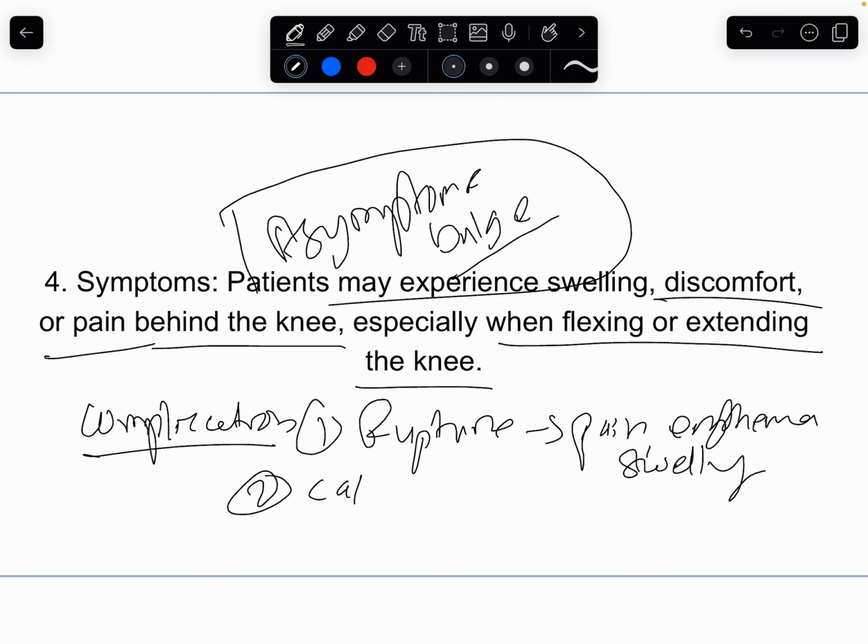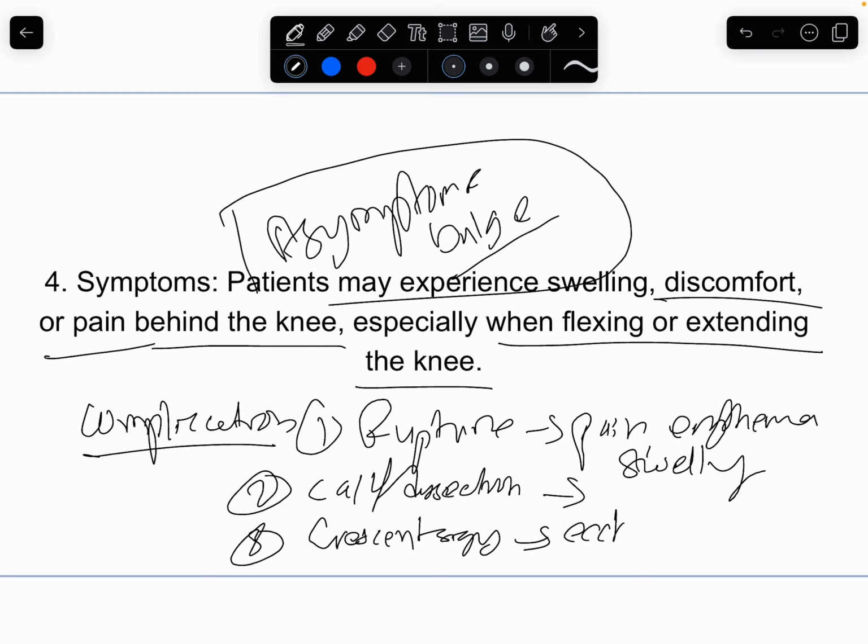Sometimes there will be calf dissection, that is the fluid extends from the joint space behind the knee and reaches down to the calf muscles, causing separation of some parts of the muscles. So there will be something called the crescent sign, that is sometimes there will be ecchymosis in the foot region, mostly distal to the malleolus.